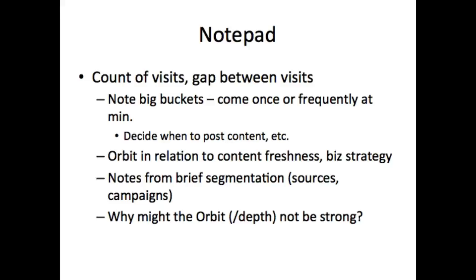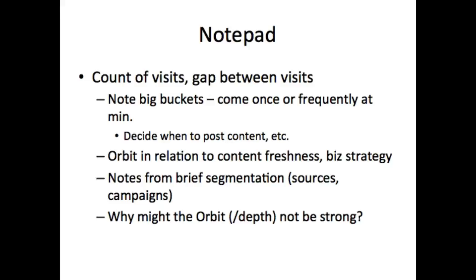In a month, they might come 4 times, but the length between the visits is a week, 7 days. So we're having them come once a week, right? It's pretty good, but they're not as tight of an orbit as somebody who's coming multiple times a week. So note the big buckets. Those are the groups of people at the top that are coming once or frequently, and then look at the other end. Note if there are any big buckets at the bottom. Decide, and like I said before, this helps you decide when to post content, etc. So you can actually take an action item directly from this.